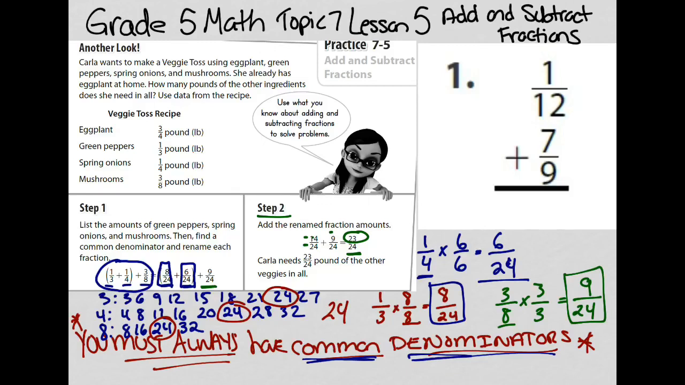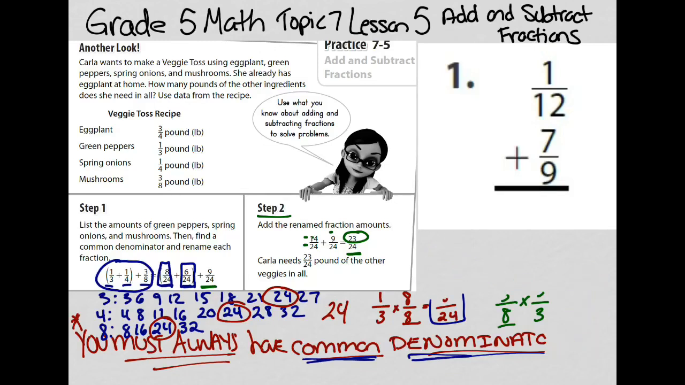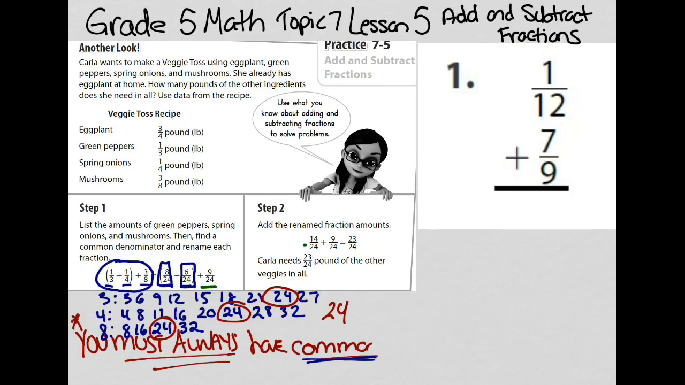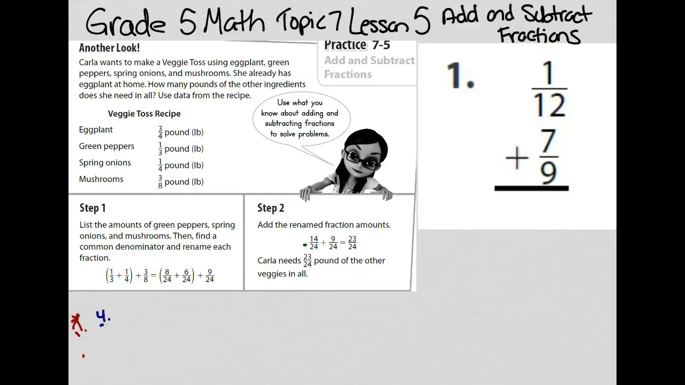Let's look at another example that I have on this page for us. I have 1/12 plus 7/9. Just because it is written vertically does not change how this problem is solved at all. So let's look here. We have 12 and we have 9. So we have to find a number that both of them have in common.